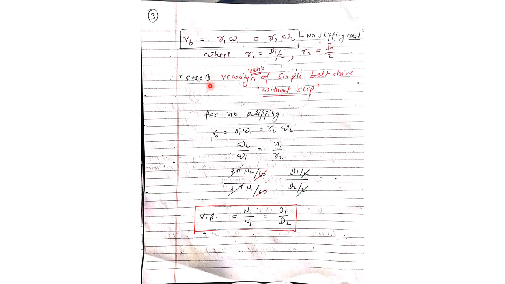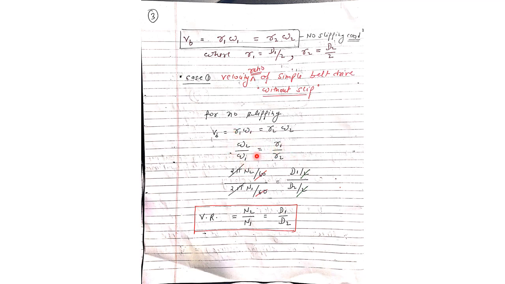So there are two cases to find out the velocity ratio of simple belt drive. The first case is without slipping. The velocity ratio of the simple belt drive without slipping. For the no slipping condition, we already read that Vb equals R1 omega 1 equals R2 omega 2. Omega 2 by omega 1 equals R1 by R2.